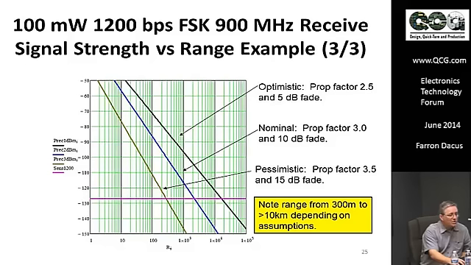If we're more optimistic with a propagation factor of 2.5 and only a 5 dB fade, that 300 meters turns into about 18 kilometers. So, what assumptions are you going with? A lot of times I've heard people quote inverse square like we're in free space, and of course, except for satellite operations, that is never the truth.